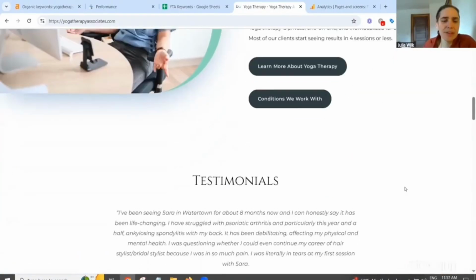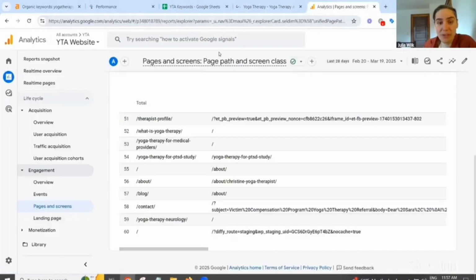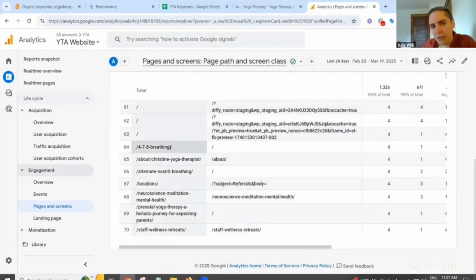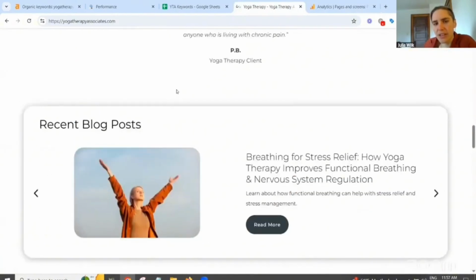Yeah. Okay. It's interesting. More people are clicking conditions than learn more about yoga therapy. That's interesting. Maybe it's more specific. Yeah. Some people are going straight to 478 breathing. Is this rotating? Yes.